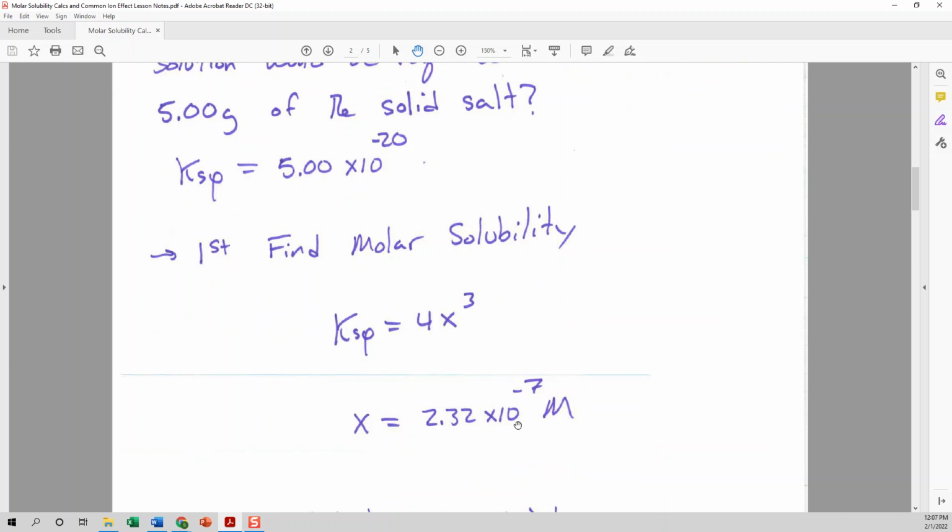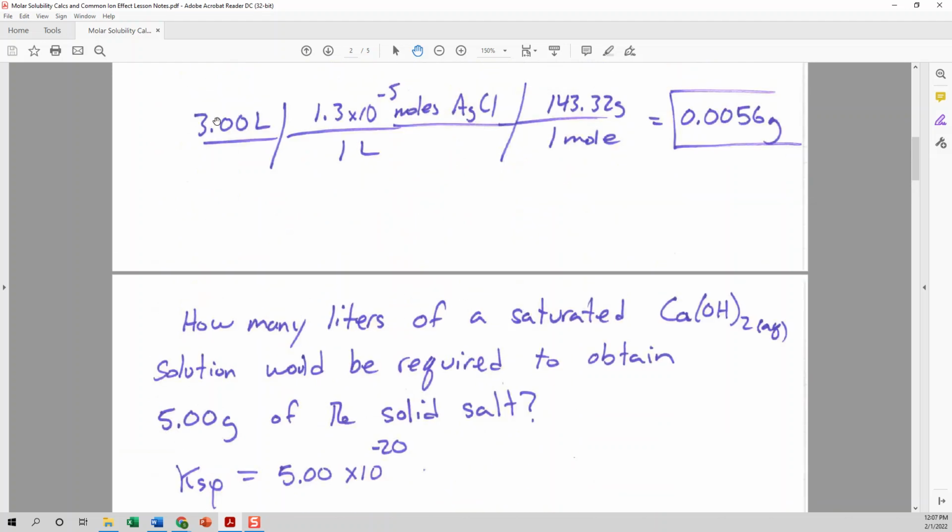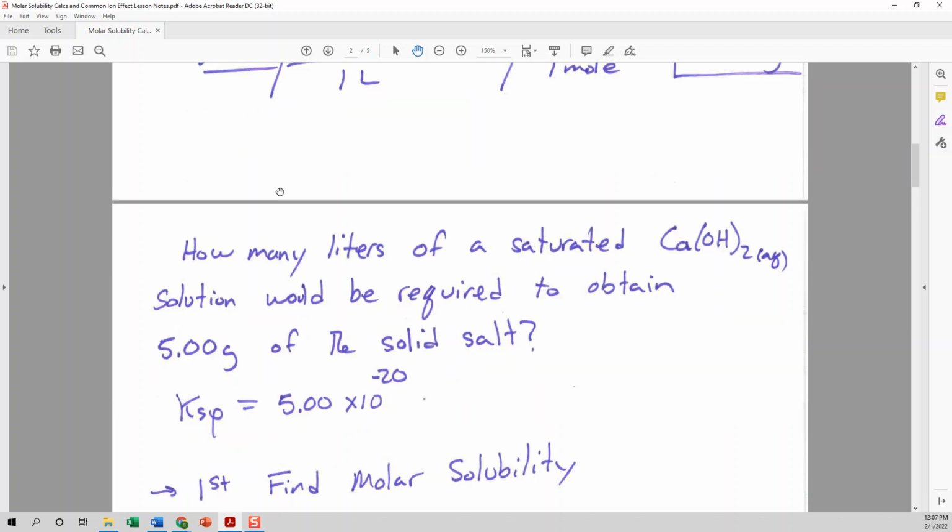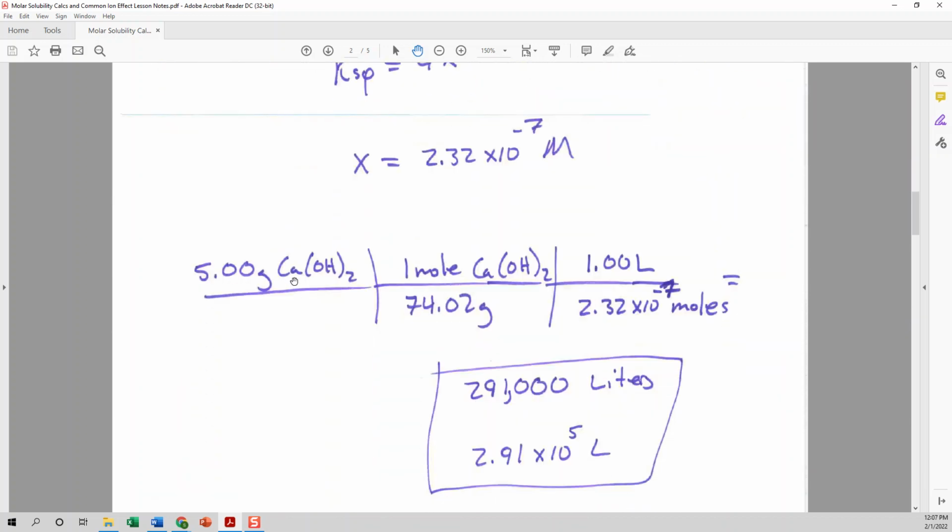So we want to know how many liters of the solution we need to get 5 grams. It's basically the same type of setup, but instead of starting with liters, we're starting with grams and going to liters. In the last one, we started with liters, used our molar solubility and got to grams. We're going the opposite way. Let's see how that setup looks. We take our 5 grams of calcium hydroxide and divide by the molar mass to see how many moles of calcium hydroxide we need. Then this is where we flip the ratio. This is this many moles per 1 liter, or 1 liter over that many moles. Moles cancel out and you're left with liters.